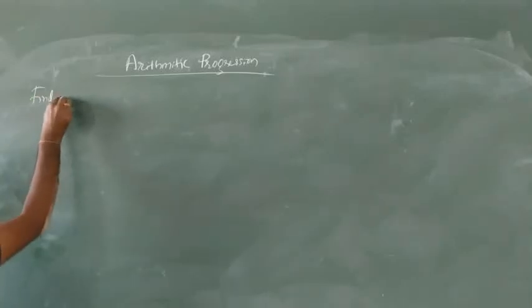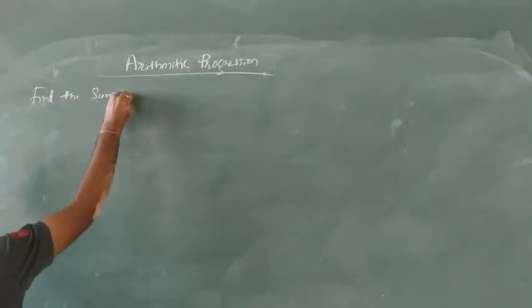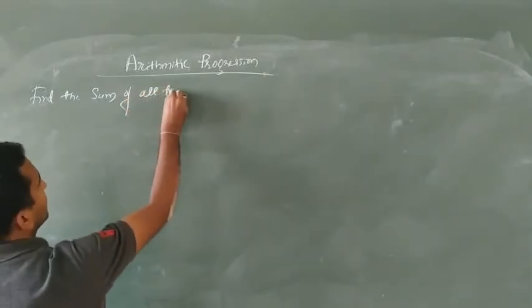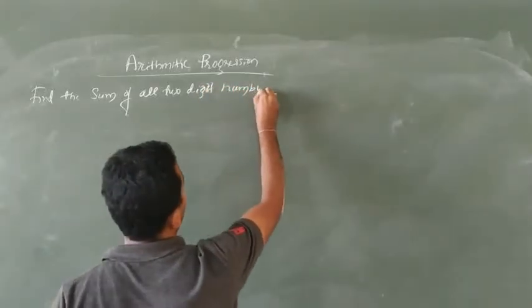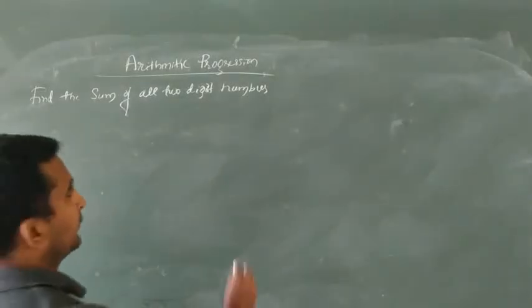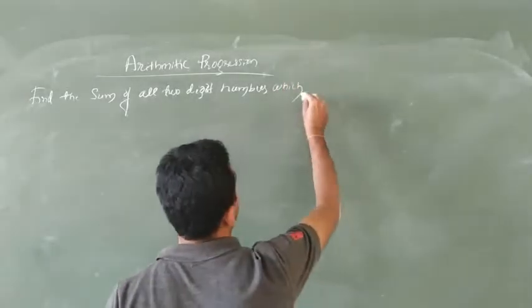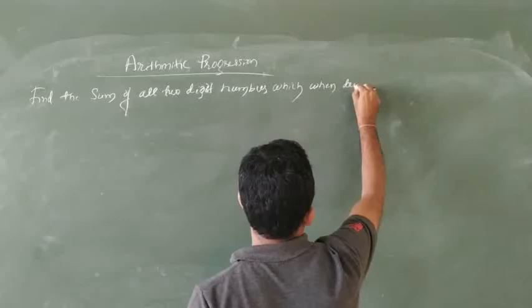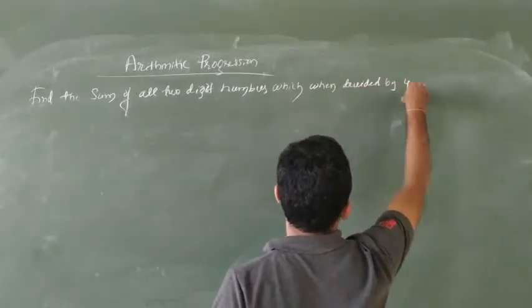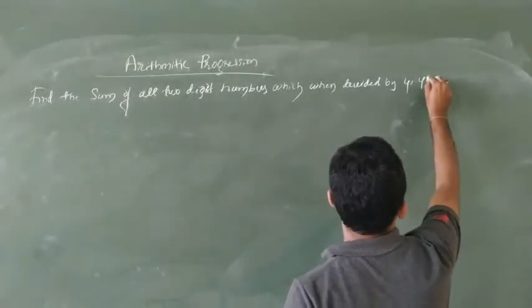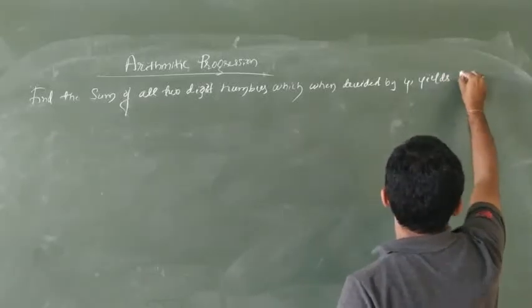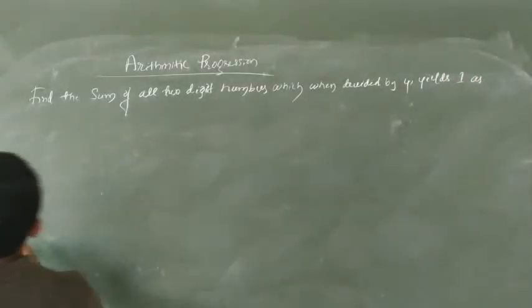Find the sum of all two-digit numbers which when divided by 4 yield 1 as remainder.